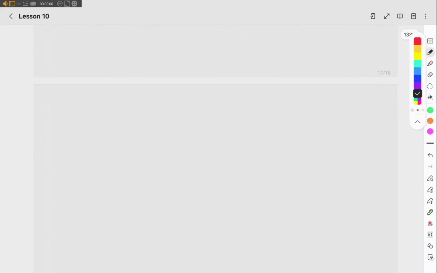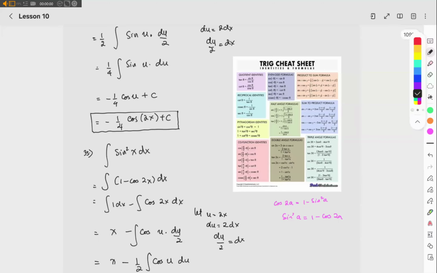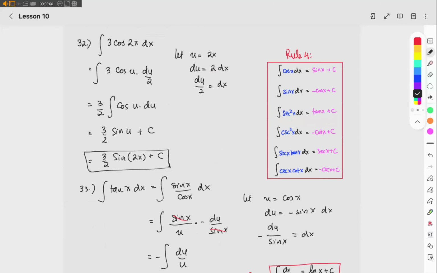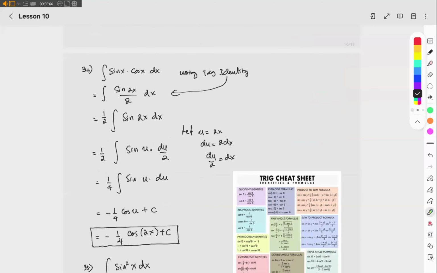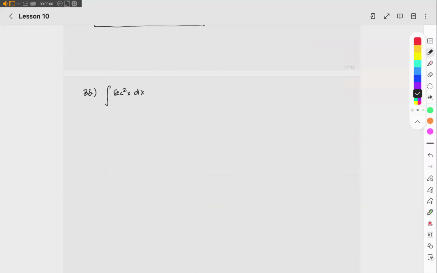So number 36. Suppose you have an integral of, let's say, secant square of x dx. Let's go back to rule number 4. Do we have anything with secant square of x? Directly, you notice that the integral of secant square of x is simply the tangent of x plus c. That's very simple, right? That's not very hard at all.